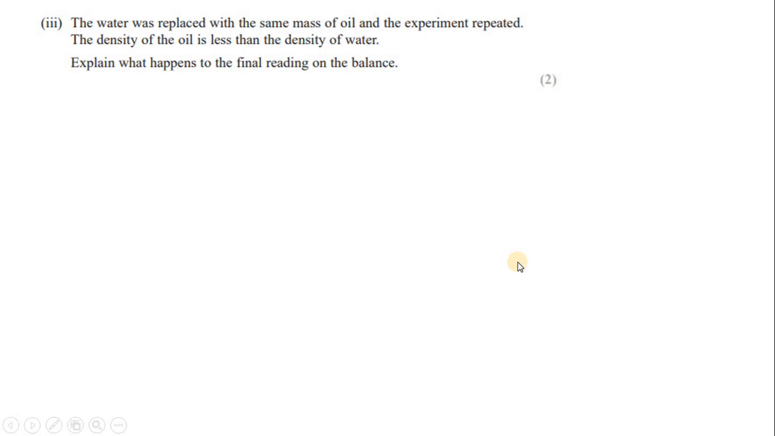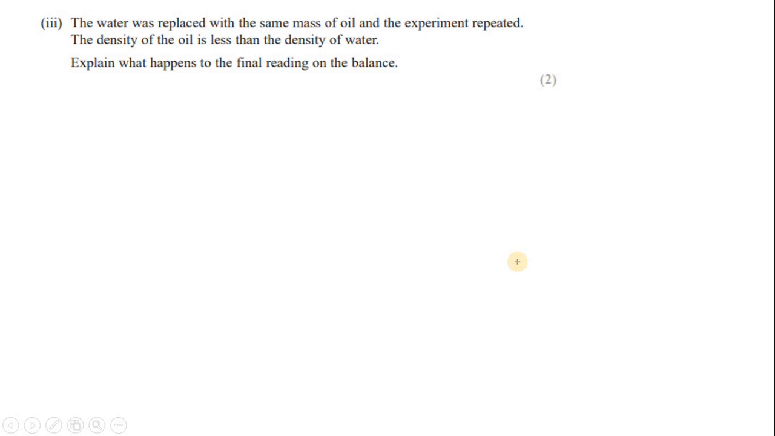The water was replaced with the same mass of oil, and the experiment repeated. The density of the oil is less than the density of the water. Explain what happens to the final reading on the balance.